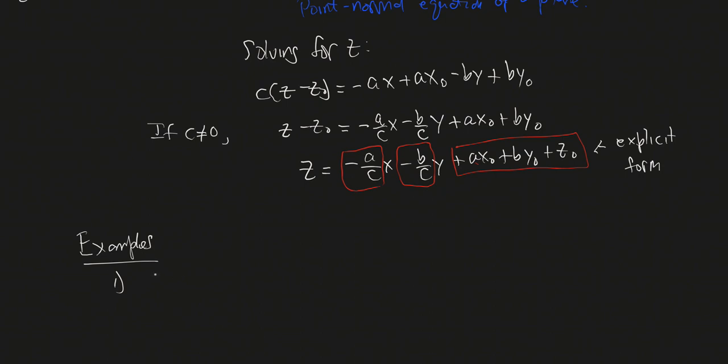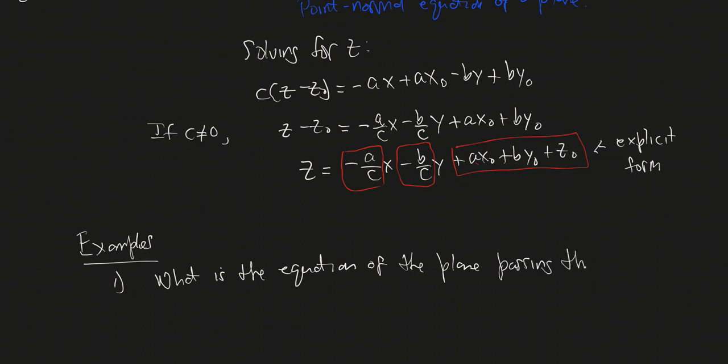So what is the equation of the plane passing through 1, 1, negative 1, 2, 3, 4, and let's say 0, 0, negative 3.